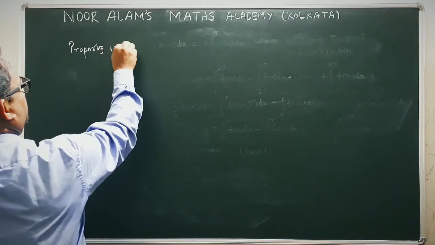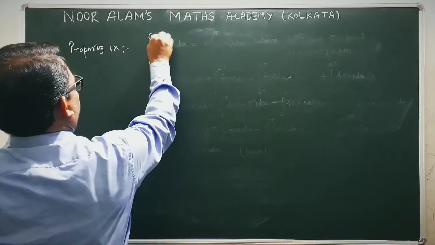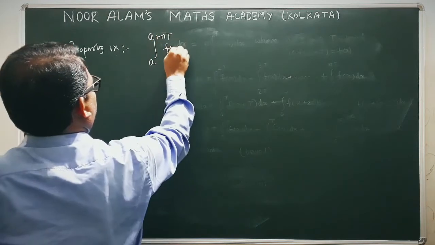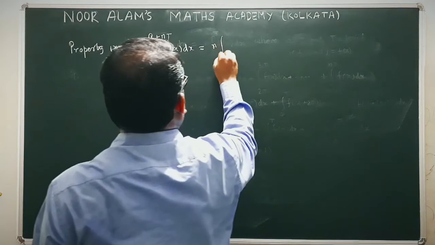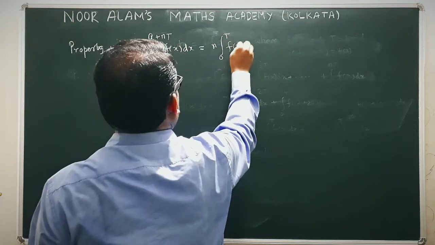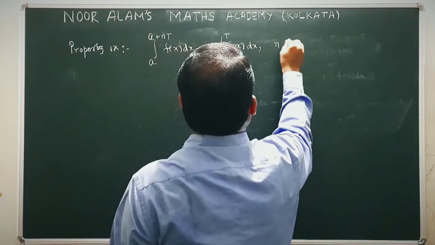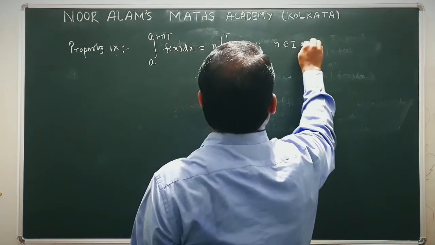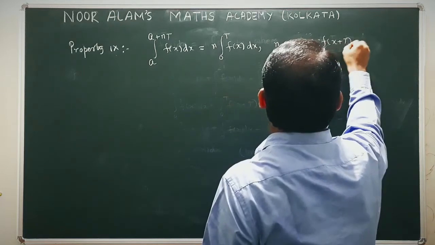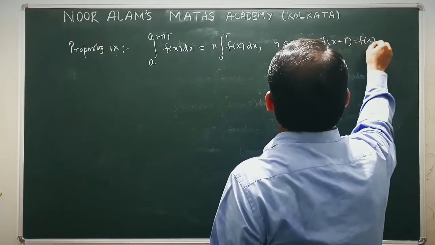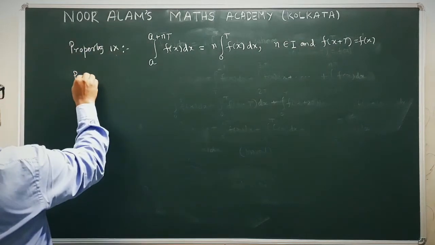Property 9. Now this property says that the integral from a to a + nT of f(x) dx can be written as n times the integral from 0 to T of f(x) dx, where n belongs to the integers and T is the period, that is, f(x + T) equals f(x). Now the proof of this property.